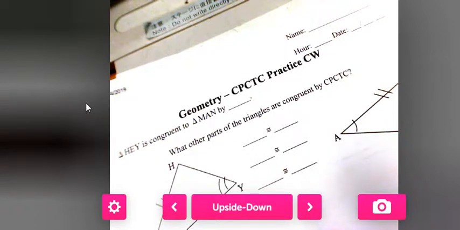We are looking at CPCTC classwork, okay? All right. HEA is congruent to MAN by what? What do we have here?